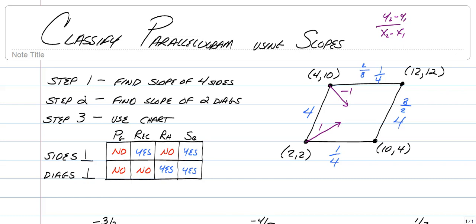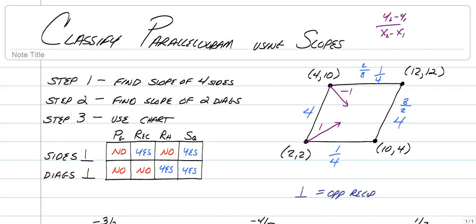The last thing we have to do is just use the given chart. So you have to remember, parallelograms do not have anything perpendicular. Rectangles have sides that are perpendicular. A rhombus has diagonals that are perpendicular. And a square has both perpendicular sides and perpendicular diagonals. So you have to remember that perpendicular slopes are opposite reciprocals. Okay, so perpendicular means they have opposite reciprocal slopes.